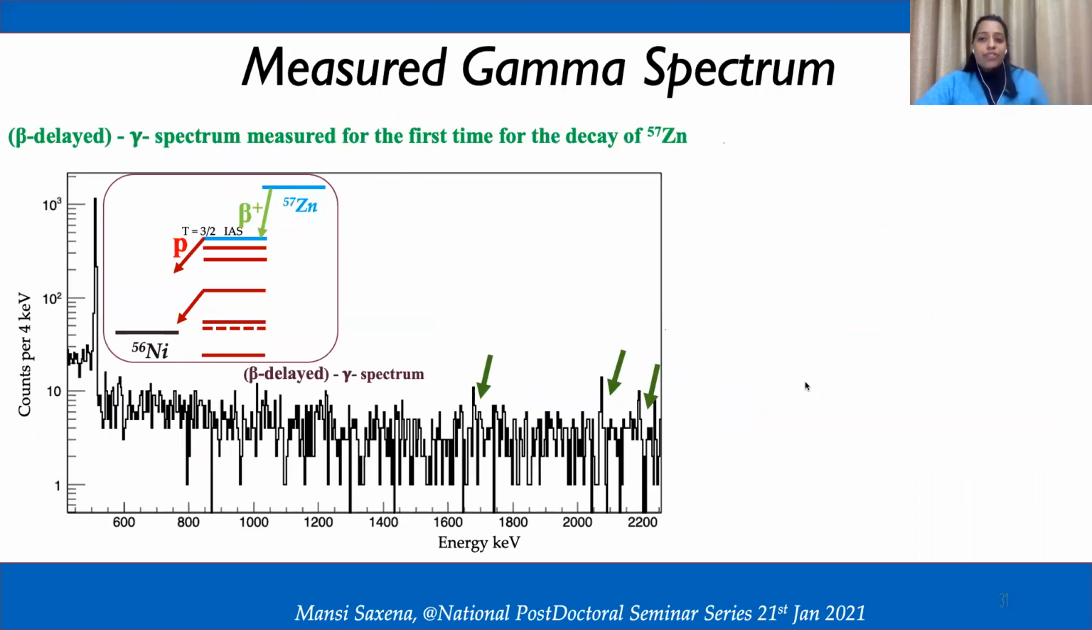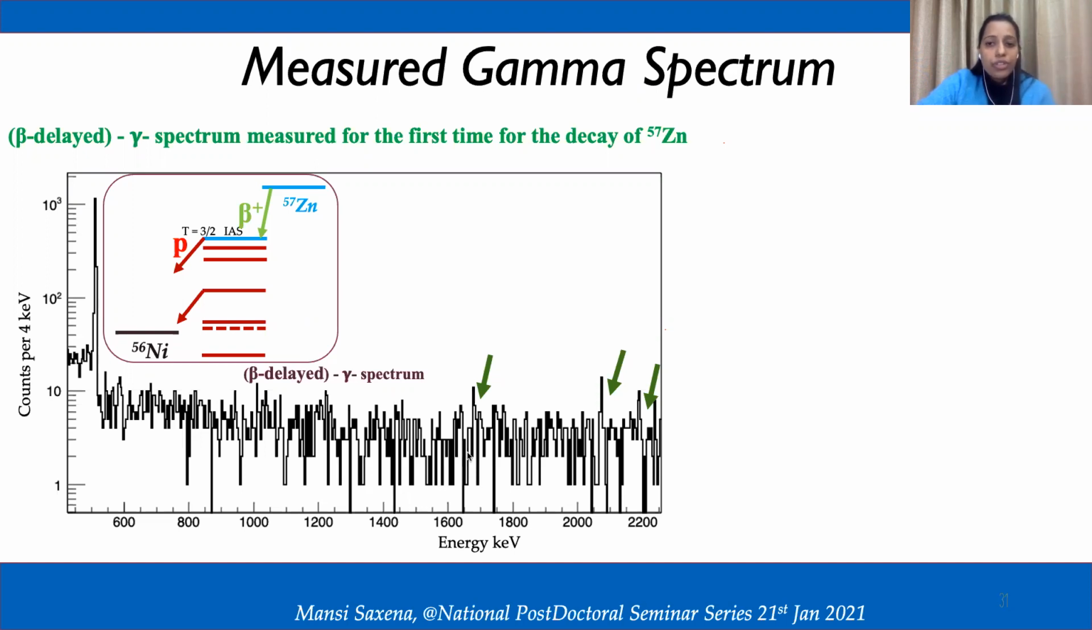Now, the gamma ray spectrum for the decay of 57 zinc has been measured for the very first time. Shown here is the beta delayed gamma spectra associated with the decays that were correlated with the zinc implants. Interestingly, this gamma ray spectrum which we have obtained was quite rich, and we could observe some low intensity gamma ray transitions. This is the expected 511 keV.